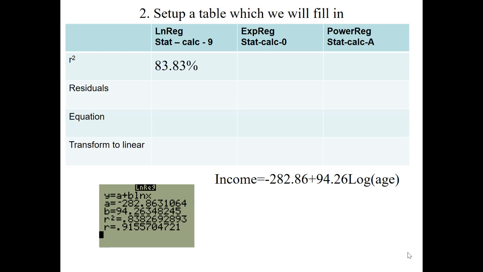I can write my equation using exactly what it tells me on the calculator screen. Y equals A plus B times natural log of X. So income equals, or predicted income equals, negative 282.86 plus 94.26 times natural log of the age. So that's going to be my equation. I'm not going to transform it to linear. It already is a linear equation. My constant rate of growth is positive 94.26. There's a typo in my transformation. I shouldn't have changed my transformation. It should look the exact same as my equation.